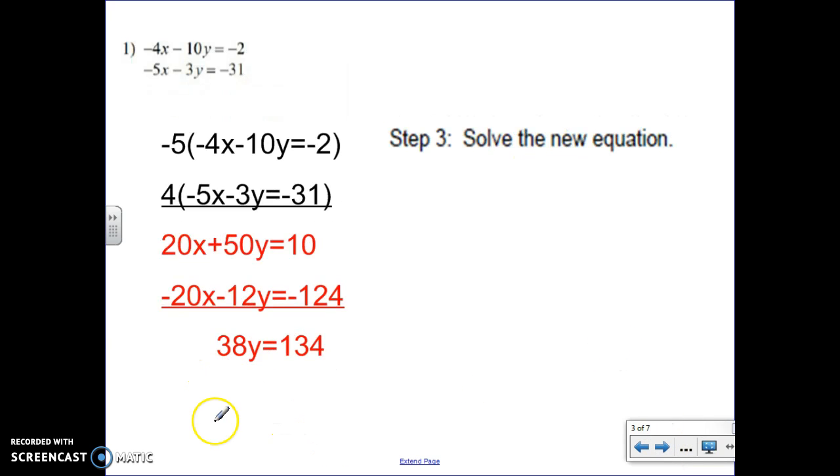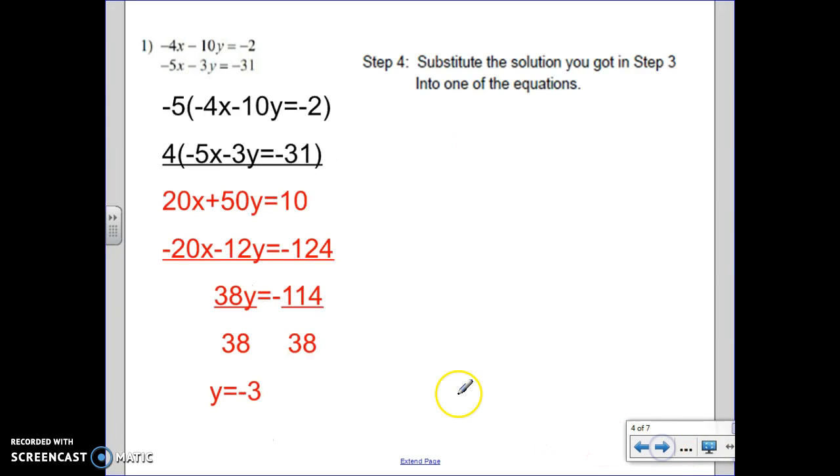So I have 38y equals negative 114. I'm going to divide both sides by 38. So when I do that, I get y to equal negative 3. Okay? So now that I know y equals negative 3, I'm going to substitute it into any of these two equations to find out what x is.